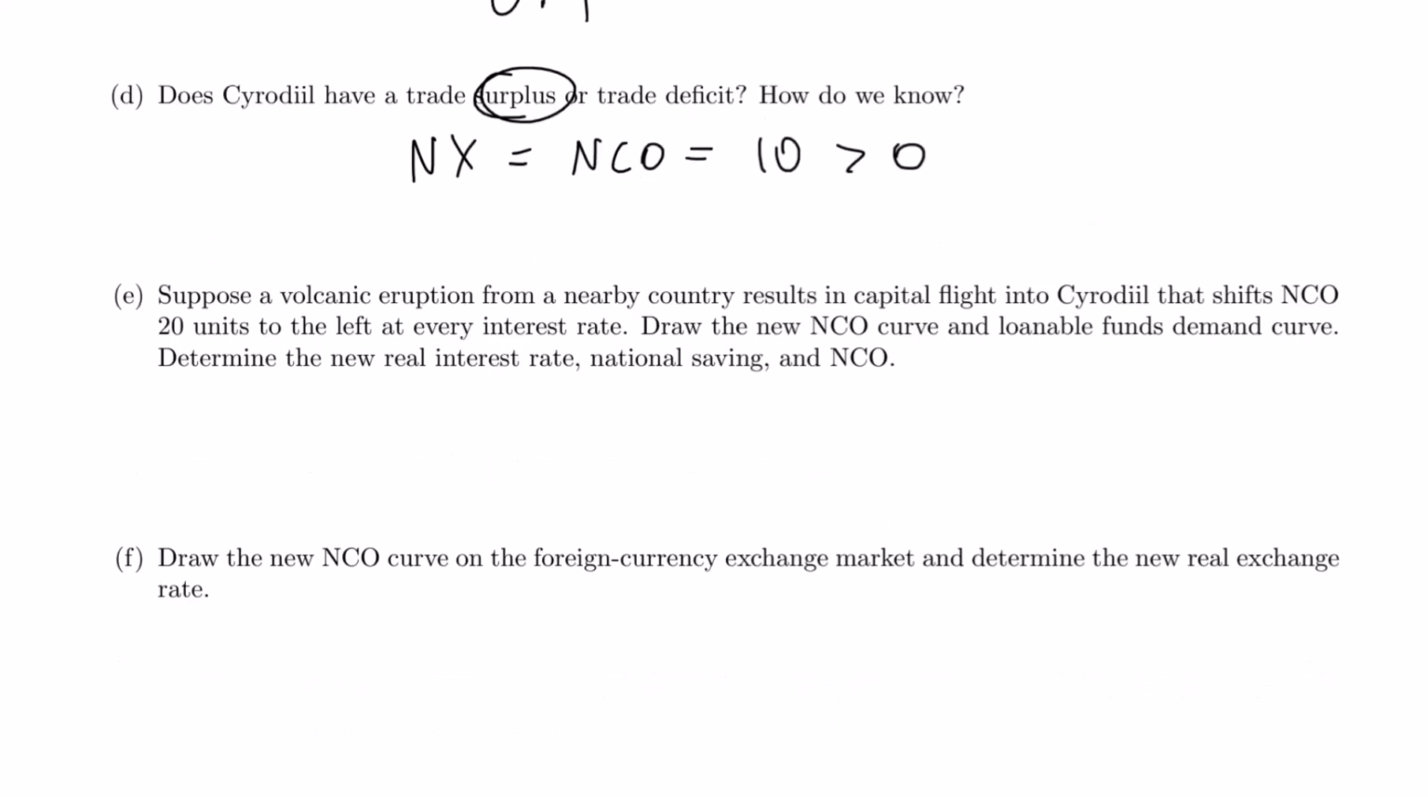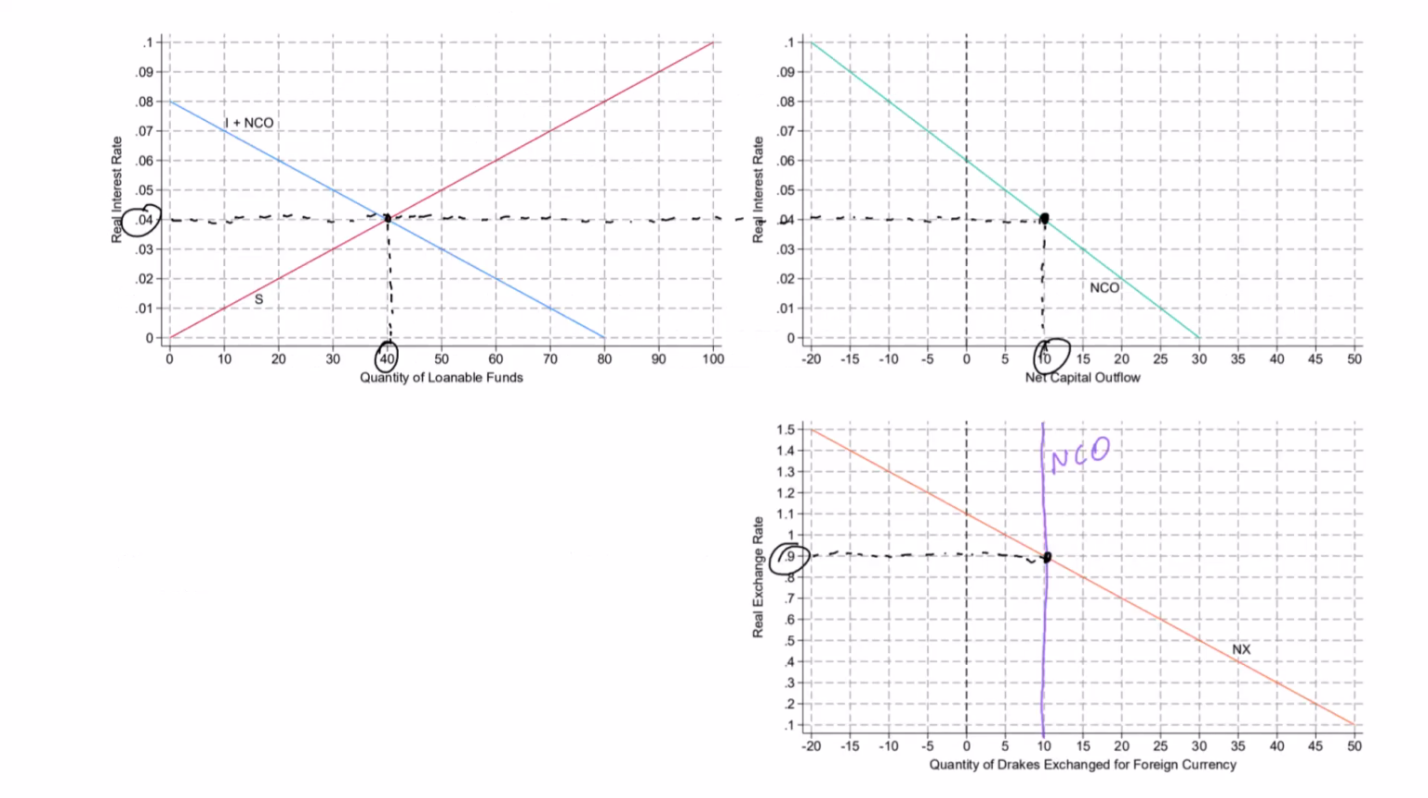The next question tells us that we have some capital flight into the country that is going to shift the NCO curve 20 units to the left at every interest rate. Then we're going to go through and see what happens. We're told that NCO is going to shift 20 units to the left, so we'll do that right on our NCO graph. Our intercept down here is not going to be 30 anymore, it's going to be 10, and so on and so forth. So our new curve is going to look something like this.